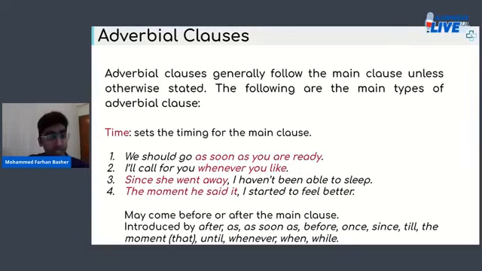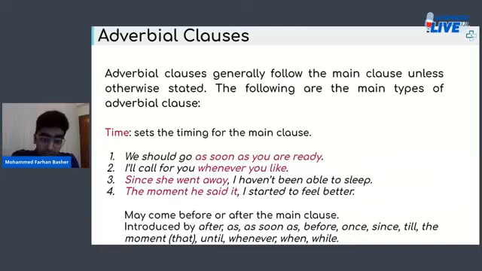But if the dependent clause is following an independent clause, then of course there mustn't be a comma after the independent clause or before the dependent clause. Okay? Take a look at these examples here. We should go. We should go as soon as you are ready.